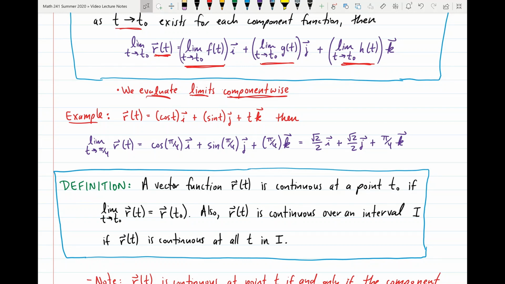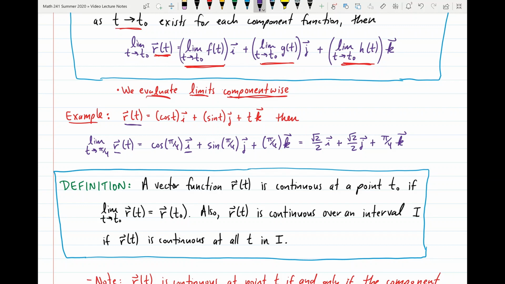We're going to take the same vector valued function that we had from the previous example. This r is equal to cosine t i plus sine t j plus t k. Let's say we want to find the limit as t goes to pi over 4 of our vector valued function r. Then we take the limit as t goes to pi over 4 of cosine t, which is just going to be cosine of pi over 4, and we leave the standard unit vector i there.